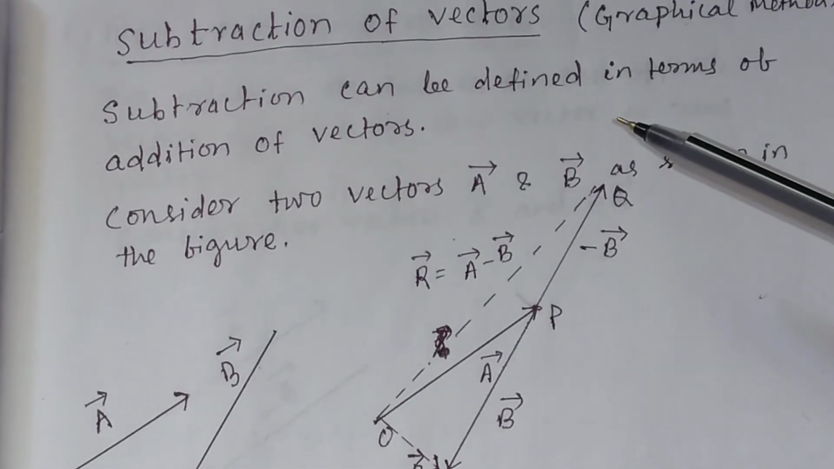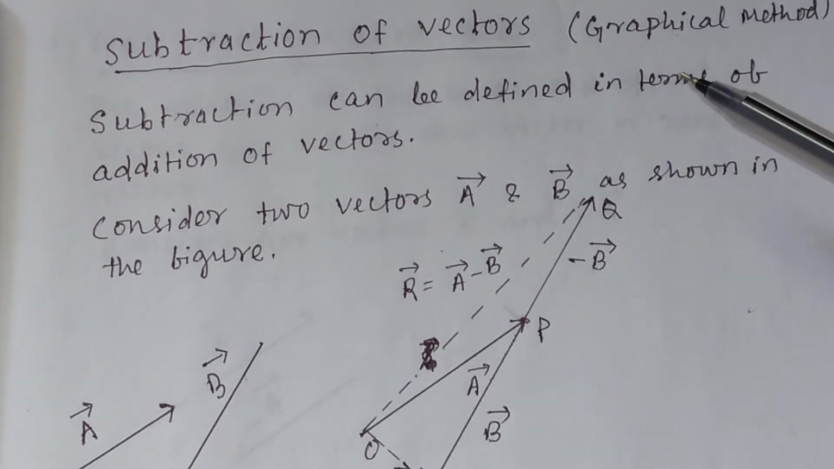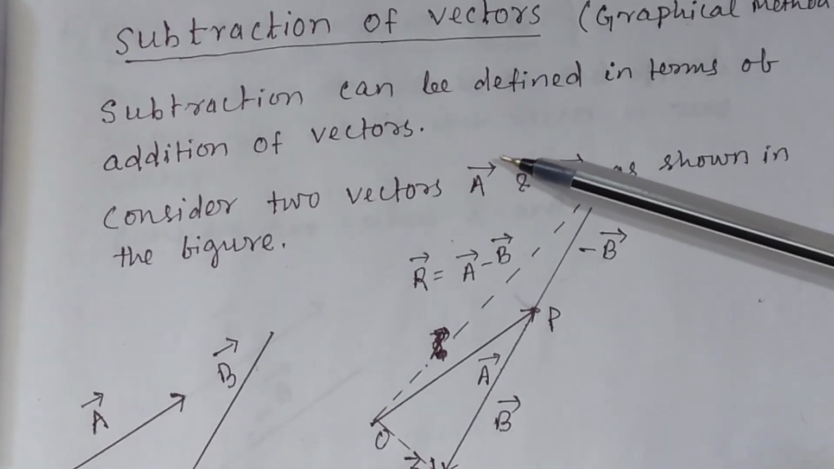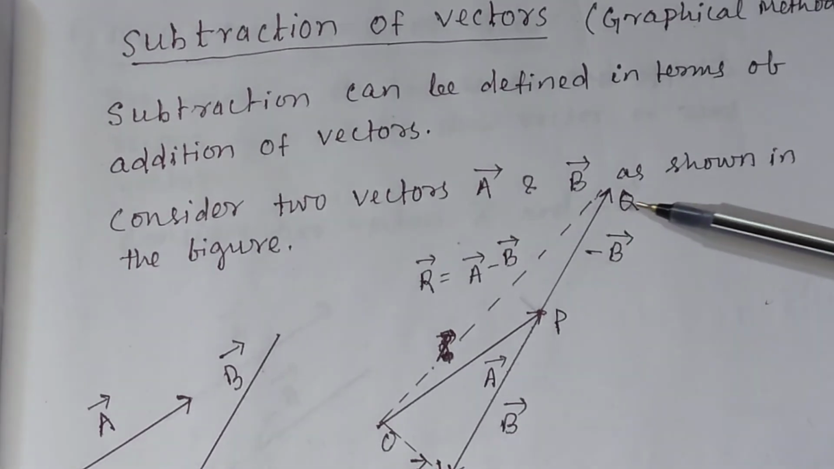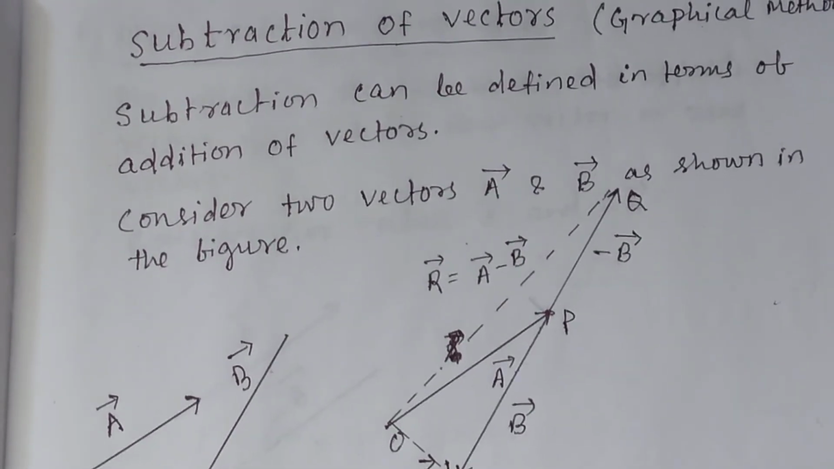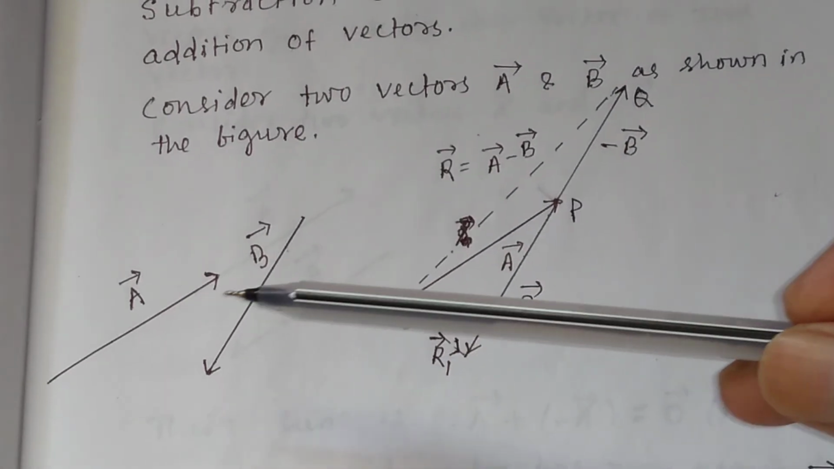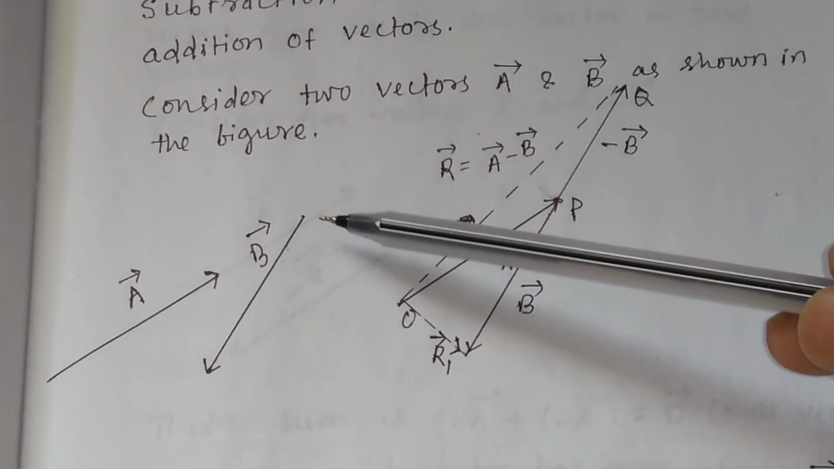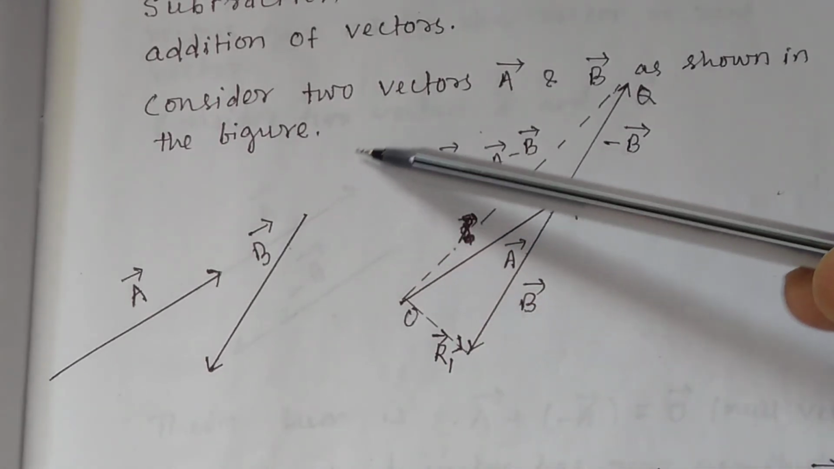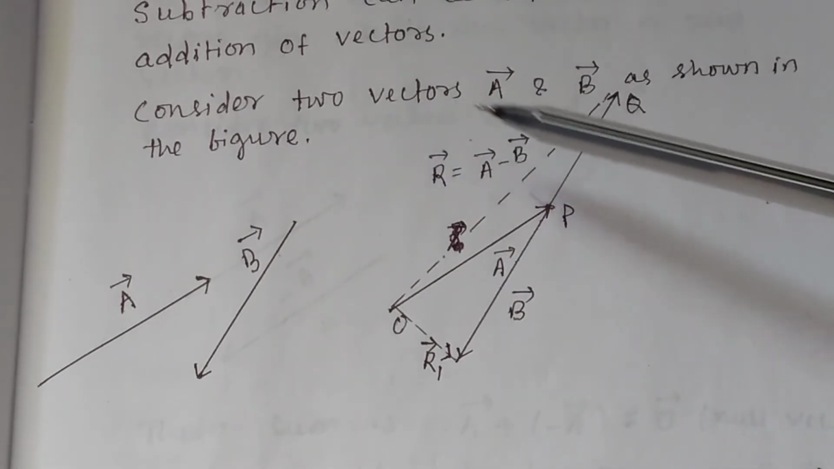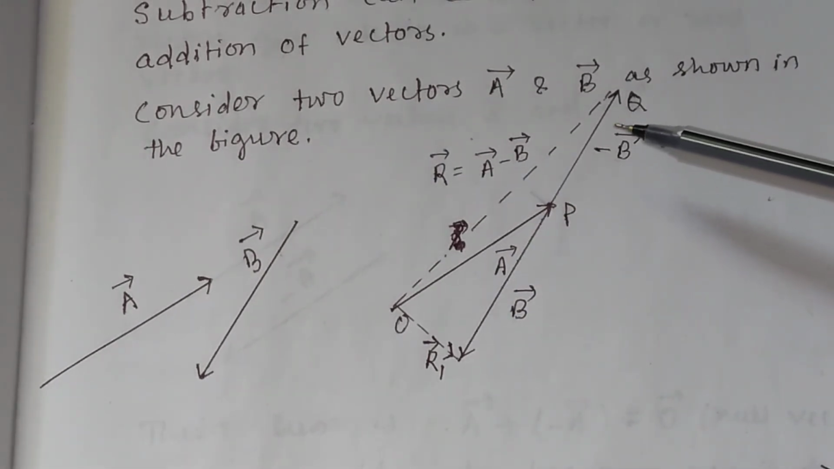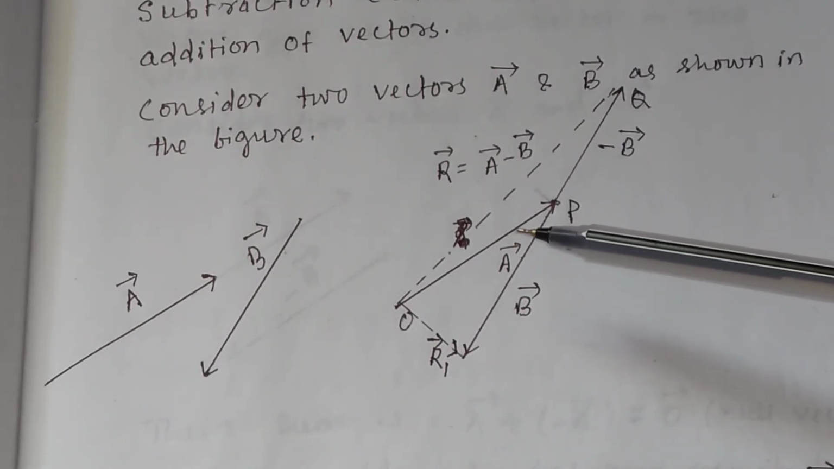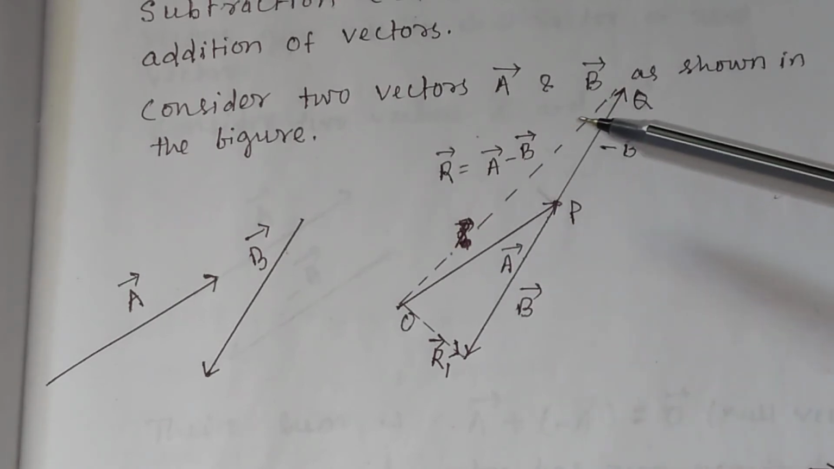Now let us discuss the subtraction of vectors using the graphical method. Subtraction can be defined in terms of vector addition. Consider two vectors A and B as shown in the figure. Suppose this is the vector A and this is the vector B, and if you draw the vector minus B, then the direction will be opposite and the magnitude will be the same. So this is the vector minus B. If the vector minus B is added to the vector A, you will get the vector A minus B.